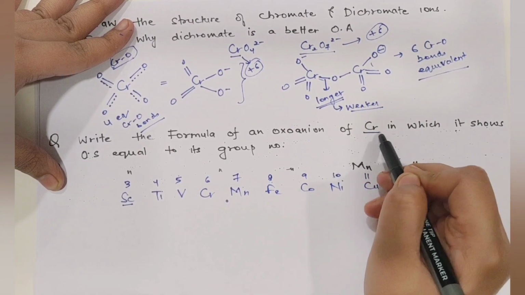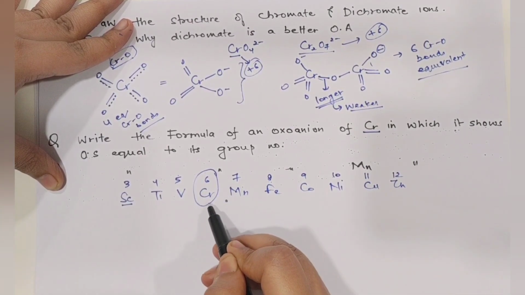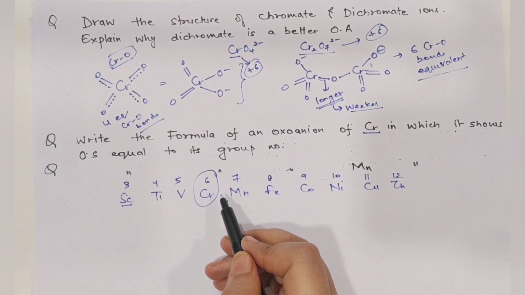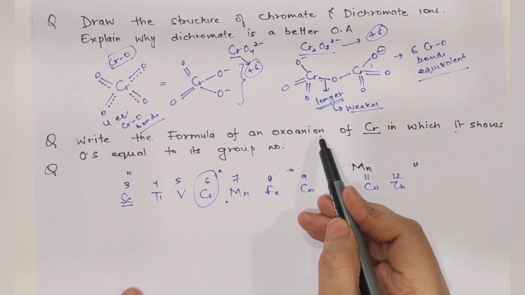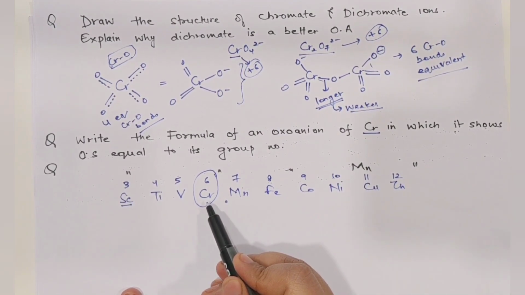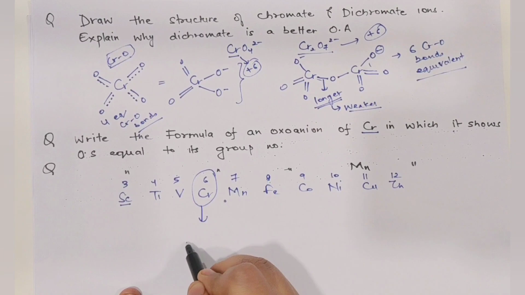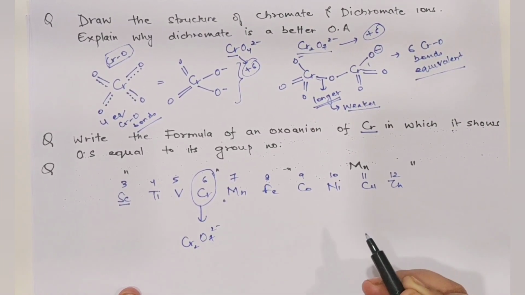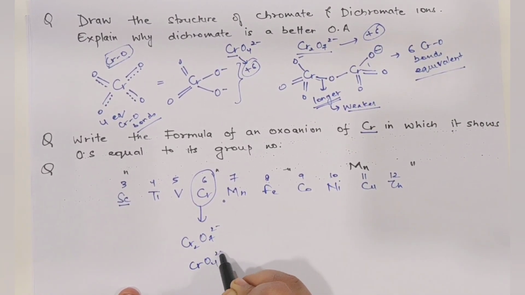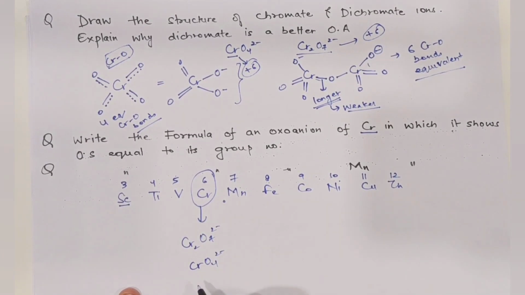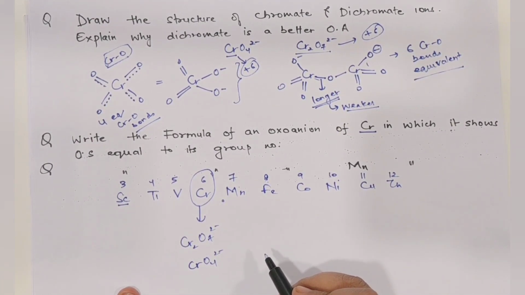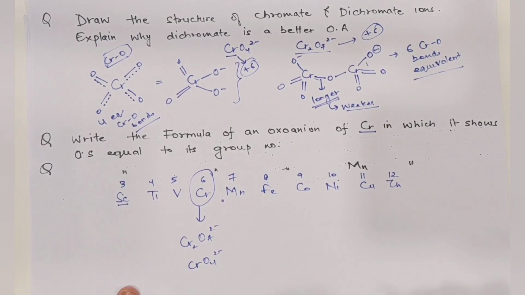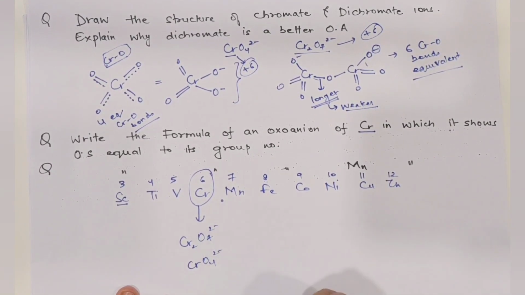12. Now when we talk about chromium, the group number is 6. So we have to write the formula of an oxoanion which shows +6 oxidation number. You can write any one of them. Dichromate also shows +6. Chromate ion also shows +6. But you cannot write CrO3. CrO3 would also show +6 oxidation state, but it's not an oxoanion. We have to talk about oxoanion.